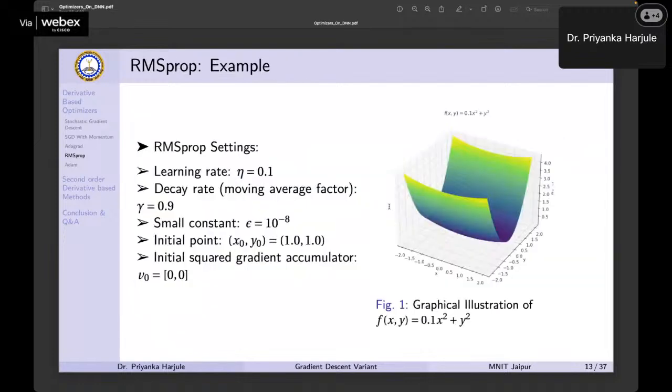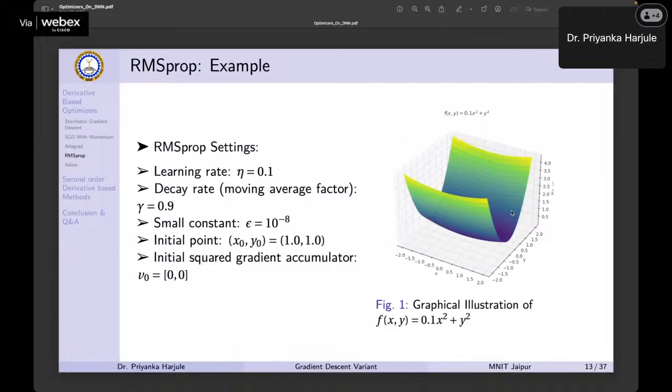So this is a 3D plot of the function 0.1x^2 + y^2. As you can see, it's an elliptical bowl-shaped surface, which is steeper along the y-axis as compared to the x-axis. This kind of topology, or this kind of curvature, is exactly why optimizers like Adam and RMSprop behave differently in each direction.